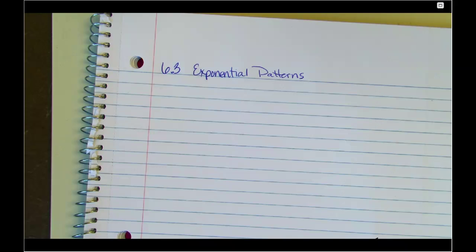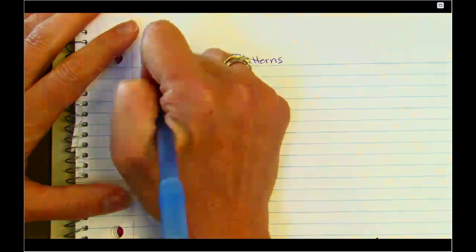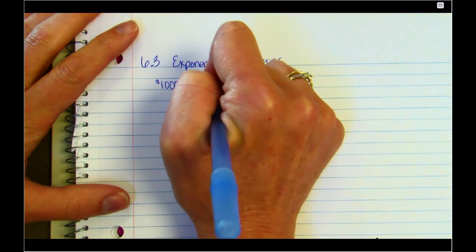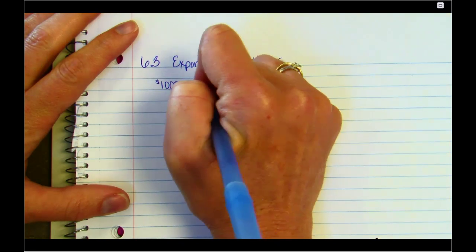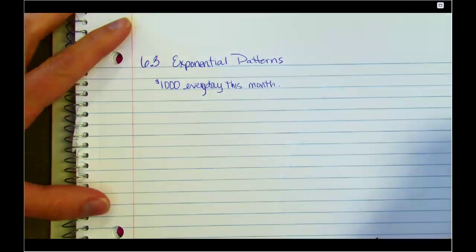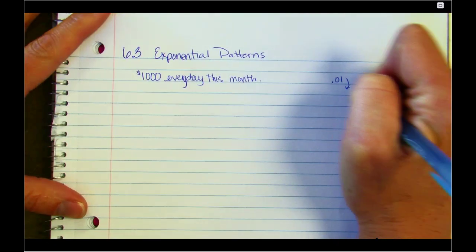Let's say a rich stranger on the street says to you, I'll give you a choice. I'm going to write it down so you can just have it to look at. I will either give you $1,000 every day this month, or today I'll give you one penny, but then every day I will double it.